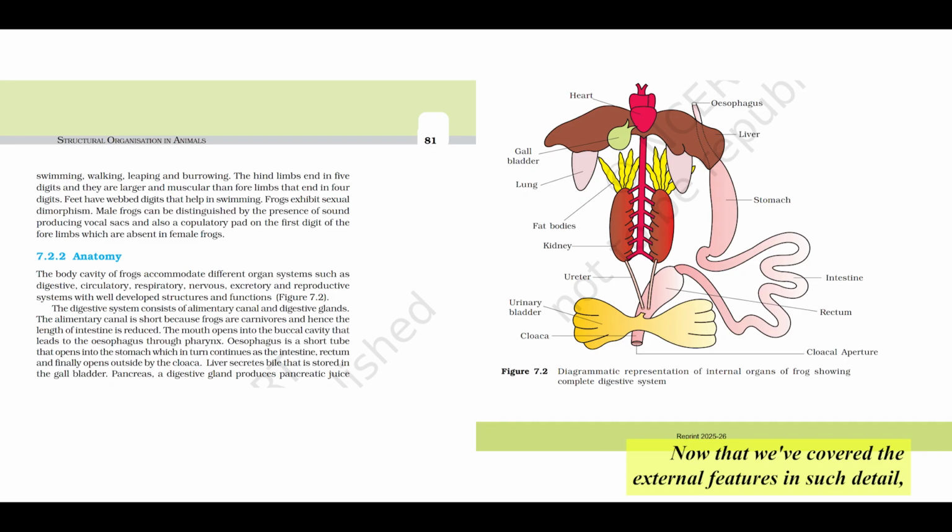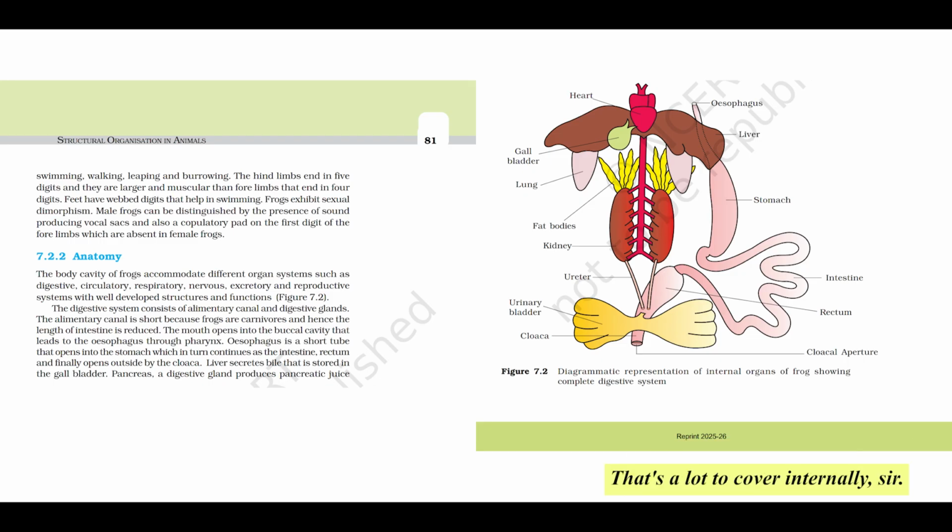Now that we've covered the external features in such detail, let's truly dive into the fascinating world of frog anatomy, exploring its internal organ systems. The frog's body cavity is a remarkably efficient container. It accommodates well-developed digestive, circulatory, respiratory, nervous, excretory, and reproductive systems. Understanding each of these in detail, their components and functions, is absolutely paramount for your exams. They represent the fundamental processes of life in a vertebrate.